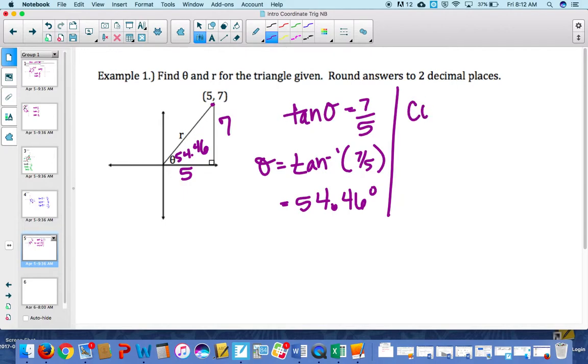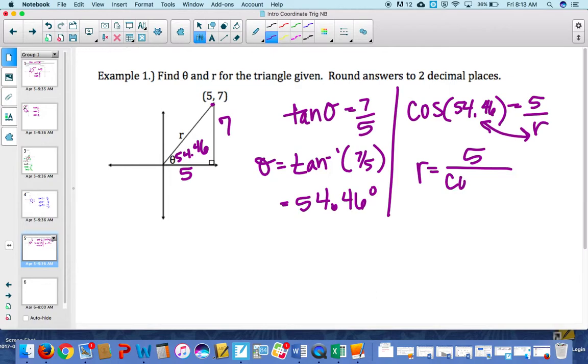So if I say cosine of 54.46 degrees, that is going to equal my adjacent over my hypotenuse, which is 5 over r. Remember, when the variable's in the bottom, we are going to swap them and divide. So the length of r is going to equal 5 divided by the cosine of 54.46. We're going to type that into the calculator, and r is going to have a length of 8.60.